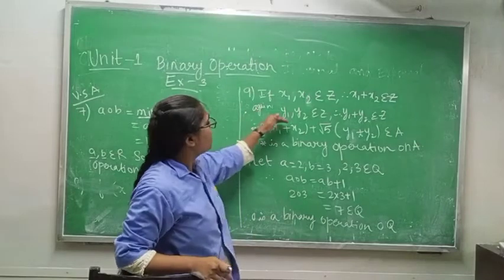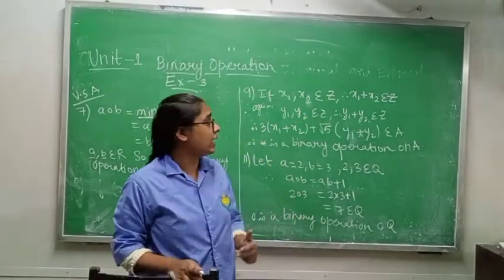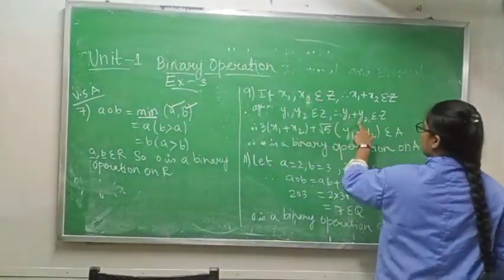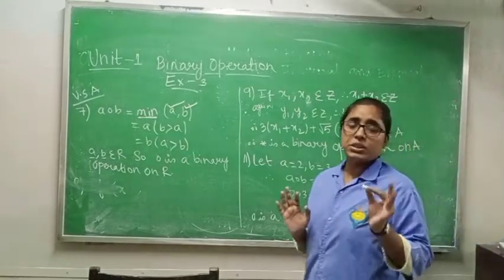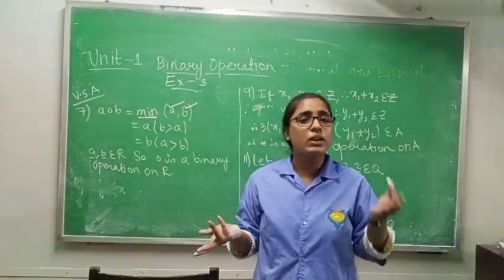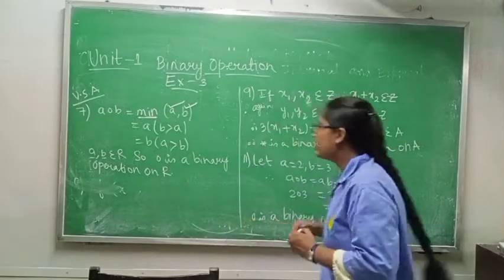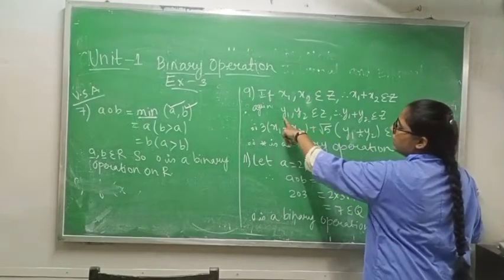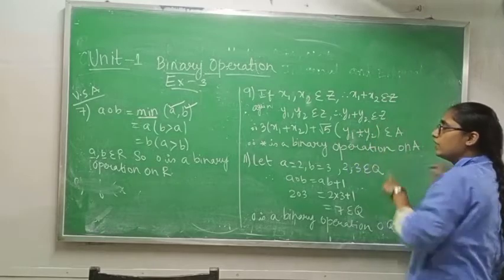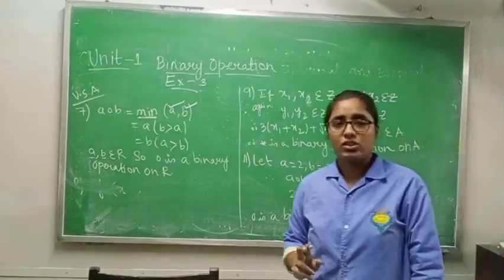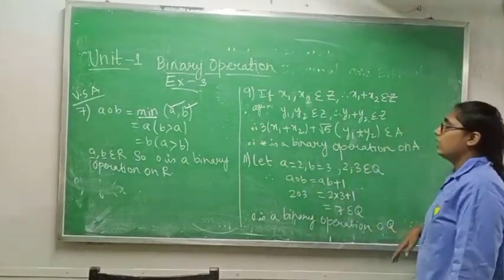Again, y1, y2 belong to Z. Now y1 and y2 both belong to Z only, therefore y1 plus y2 belongs to Z. Means if you take y1 as minus 1 and y2 as 3, then minus 1 plus 3 will give you 2 only, and 2 is also an integer. So what will you write? If y1, y2 belong to Z, therefore y1 plus y2 belongs to Z. When you add two integers, you will get an integer only. You have done this in class 9, if you remember.